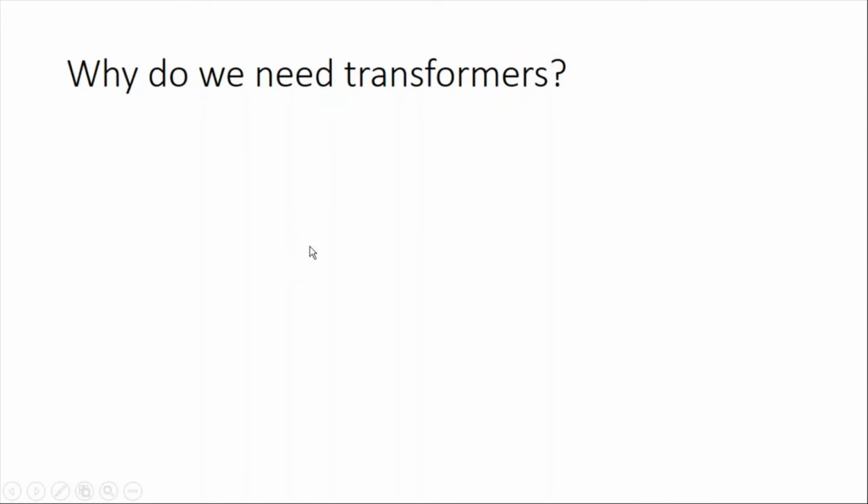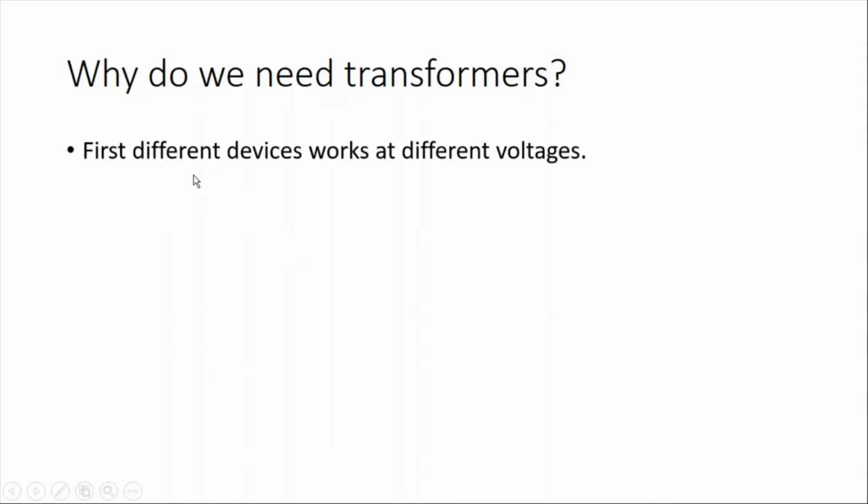Why do we need transformers? First, different devices work at different voltages. When the current is supplied to our houses, it is a constant voltage. In our houses we have, for example, 110 volts, but our devices work at different voltages. That's why we need to change voltage. That's why we use transformers.